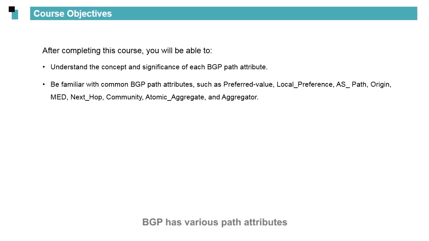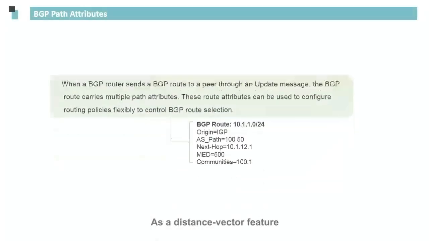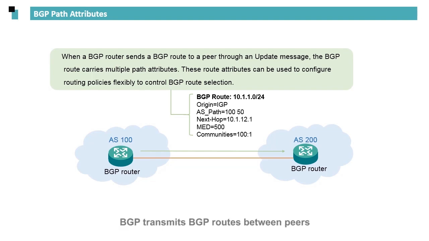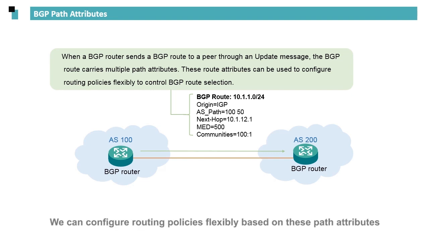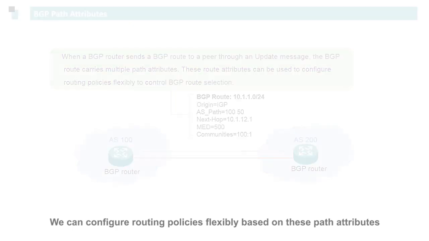BGP has various path attributes. In this course, we will describe them in detail from the perspectives of the concept, design purpose, usage scenarios, and problems that they solve. As a distance vector protocol, BGP transmits BGP routes between peers, which is similar to RIP. In addition to route prefixes, BGP also transmits a series of path attributes to peers through routes. We can configure routing policies flexibly based on these path attributes.